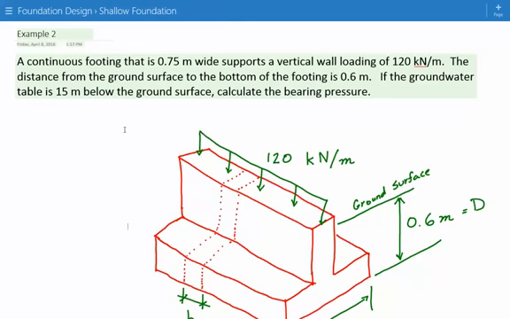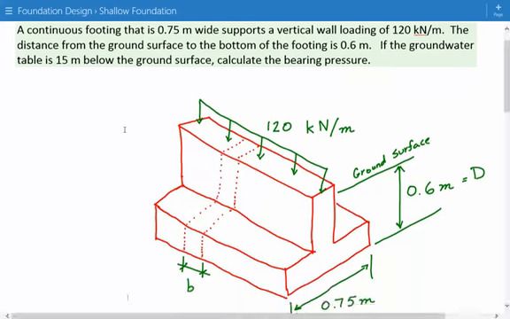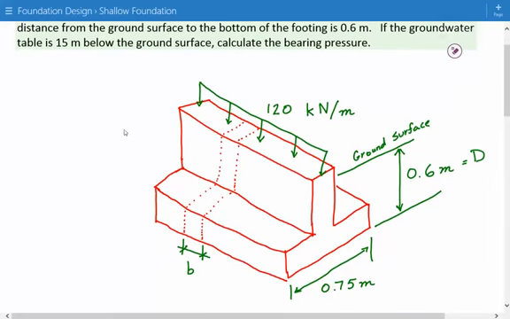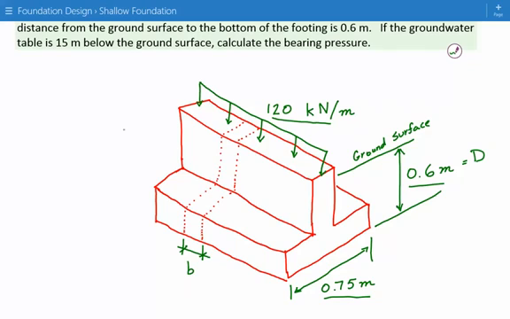So here's our figure. We have our applied loading of 120 kilonewtons per meter over here. And we show the ground surface, and D, the distance from the ground surface to the bottom of the footing, is 0.6 meters, and the width is 0.75 meters. So since this is a continuous footing, we're going to express the applied loads as a force per unit length. So that's why I've shown this B over here. This is our 1 meter long strip that we're considering. So that's why the applied loads will be as a force per unit length.